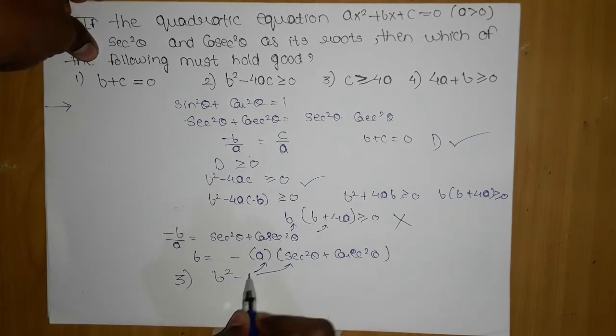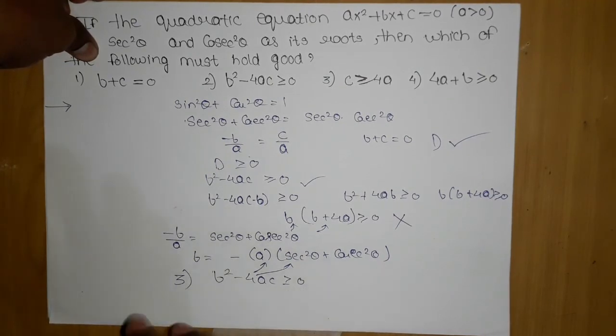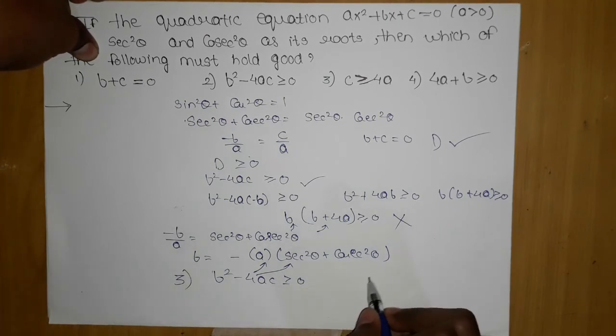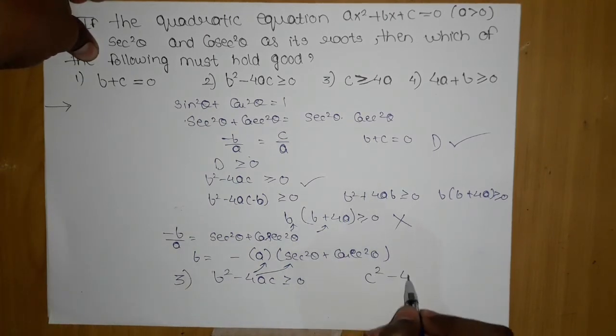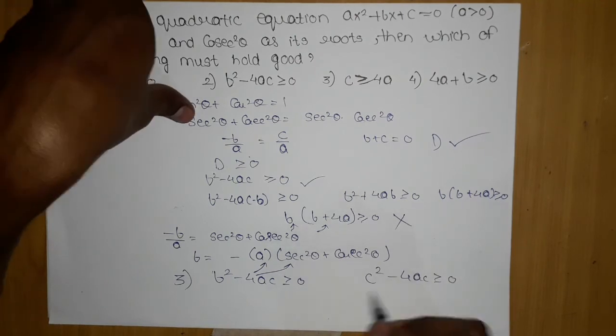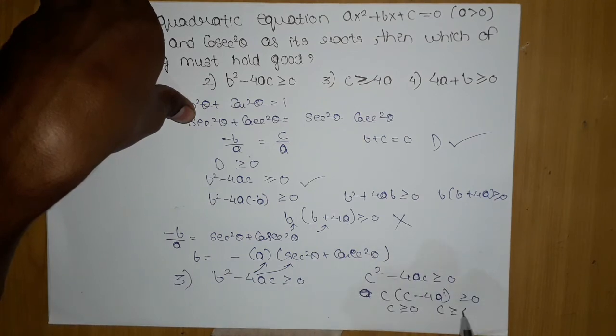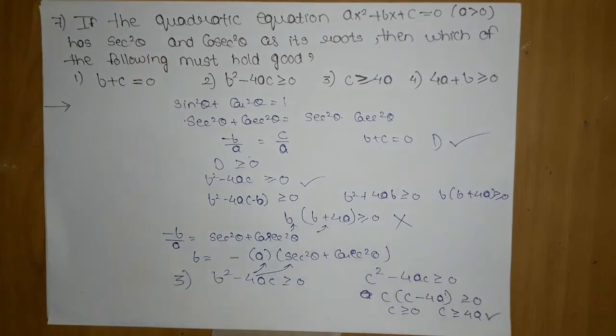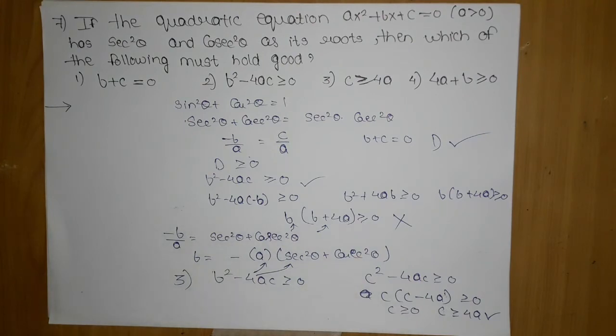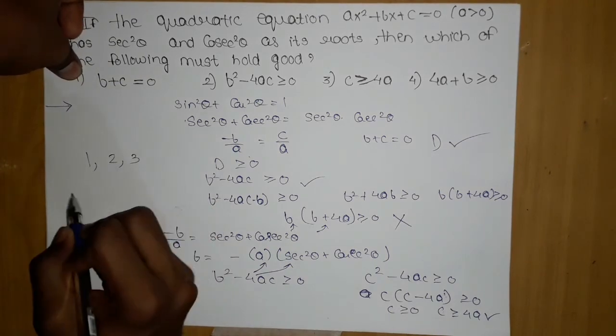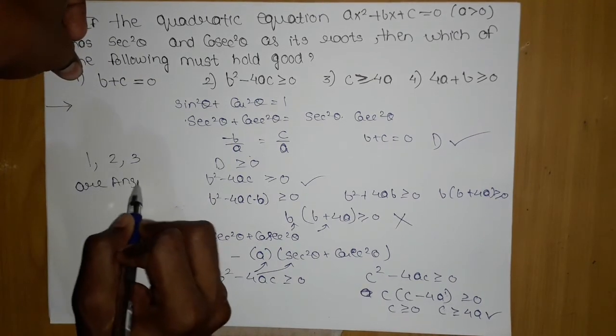b square minus 4ac is greater than or equal to 0. We know this stuff, but instead of b, if I replace it with c, c square will be there minus 4ac should be greater than or equal to 0, and if I take c common, c into c minus 4a should be greater than or equal to 0, so c is greater than or equal to 4a. So this condition is right. Okay, so we are done with this question, and here three options are correct, which are 1, 2 and 3. So we are done with question number 7.